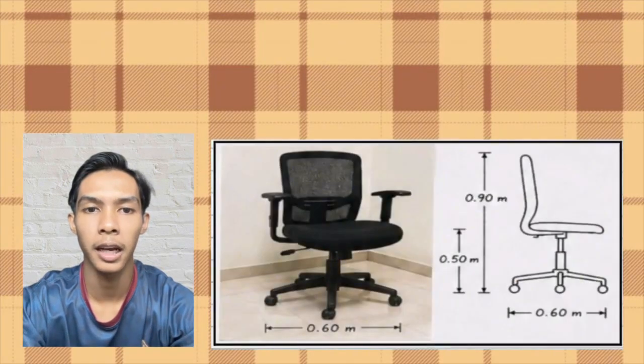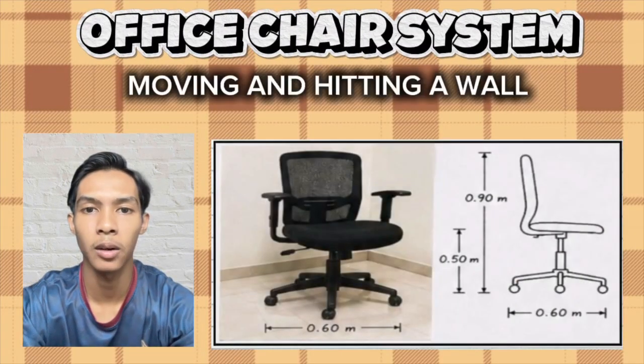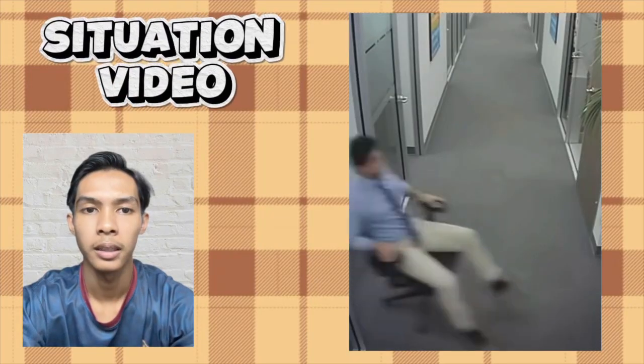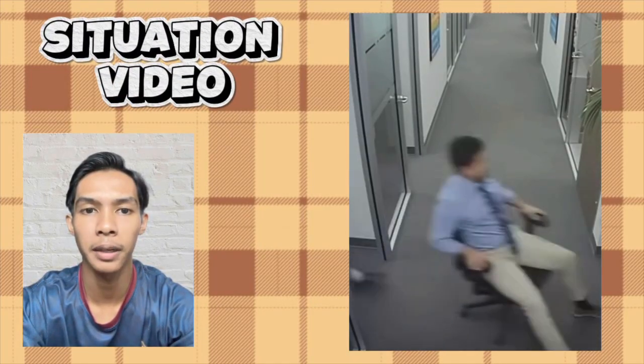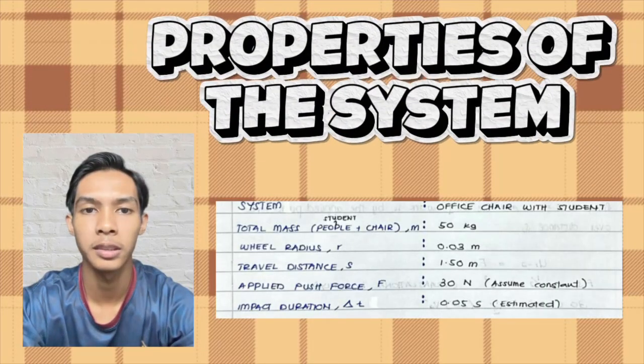The real world system that I chose is an office chair moving and hitting a wall. As shown in the video, the chair starts from rest, moves forward after being pushed, and finally stops when it impacts the wall. For the properties of the system, I estimate the total mass of the chair and student as 50 kg, the wheel radius is 0.03 meters, and the travel distance is 1.5 meters.